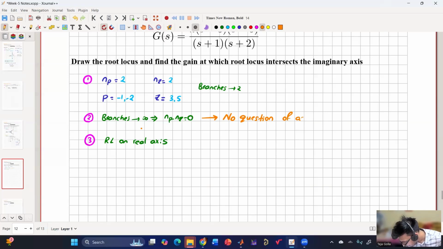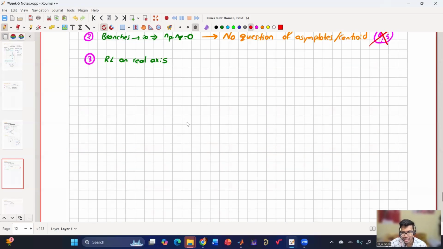So there is no question of asymptotes or centroid, which means rules 4 and 5 are not necessary. We are not calculating asymptotes or centroid because the branches are not going towards infinity; they are going towards the zeros. So rules 4 and 5 are not needed, which we can skip and go directly to point number 6, which is the breakaway or break-in point. That we will see, but let us quickly draw the axis and see what is needed and what is not.